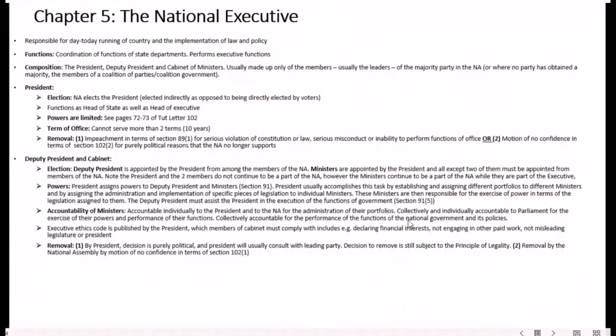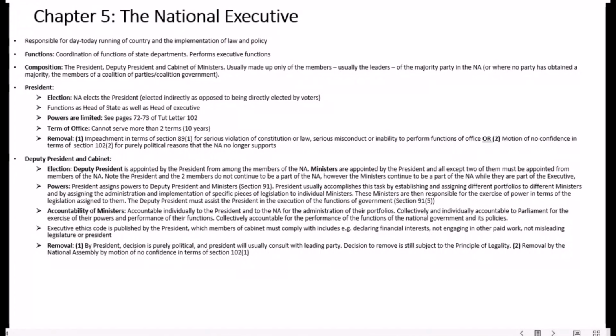And then chapter 5, colleagues, this was dealing with the national executive. The executive is responsible for the day-to-day running of a country and the implementation of law and policy. Its function is the coordination of functions of state departments, and they perform executive functions as well. It comprises the president, the deputy president, and cabinet of ministers. So it's usually made up only of members of the leading party, the majority party in the National Assembly.